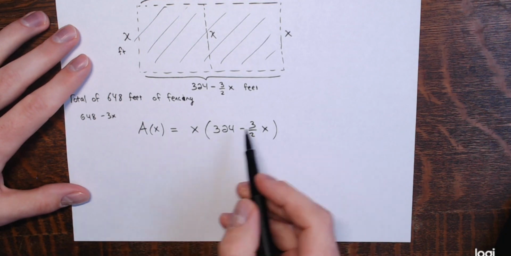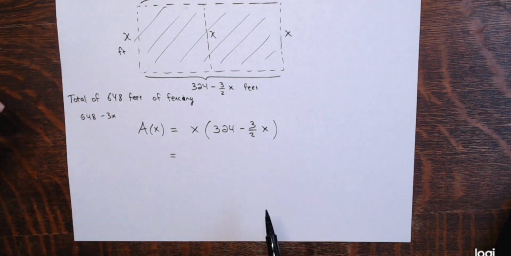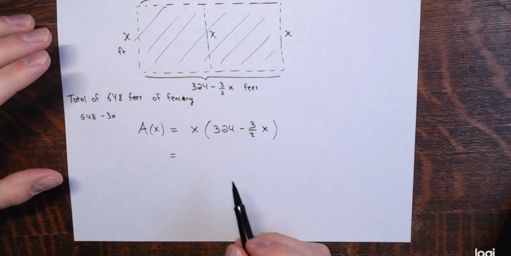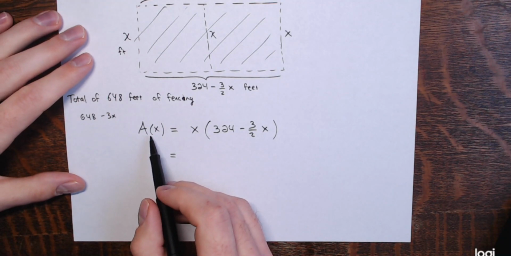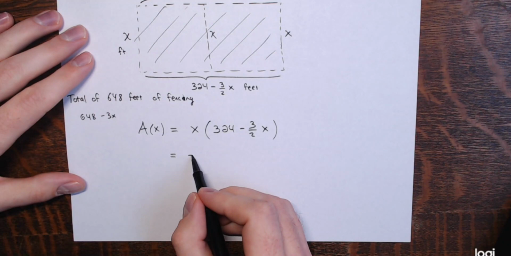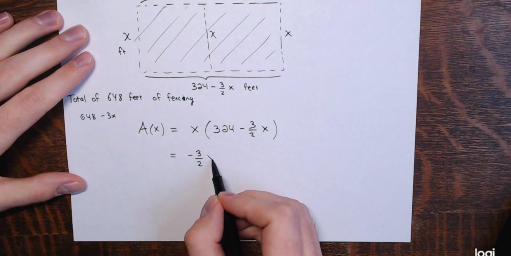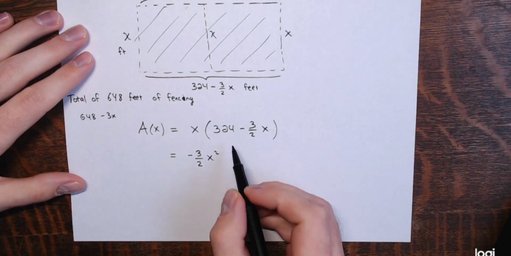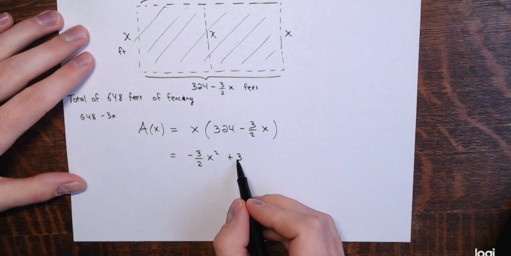And if you distribute the x, and put it in descending order, in general form, you'll see it's a quadratic function. And that's the whole goal of all these, to get what you're trying to find the largest or smallest of to be a quadratic function of some variable. So we have negative 3 halves x squared plus 324x.